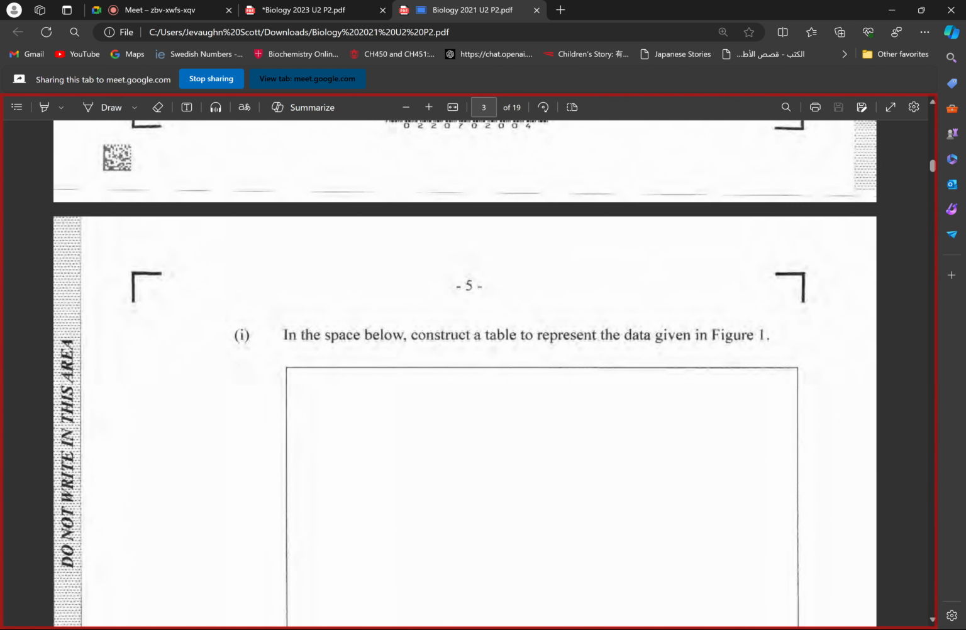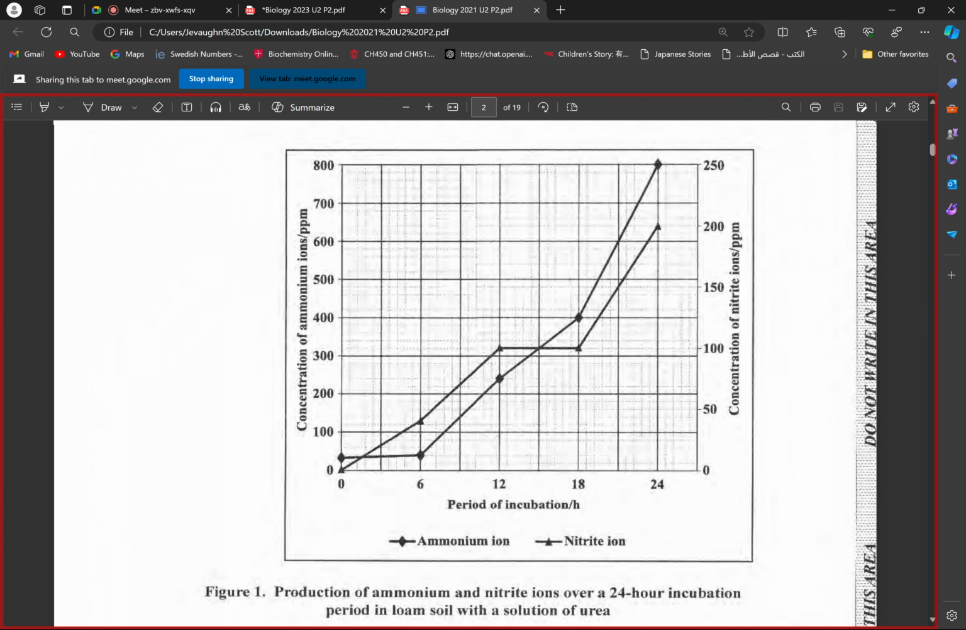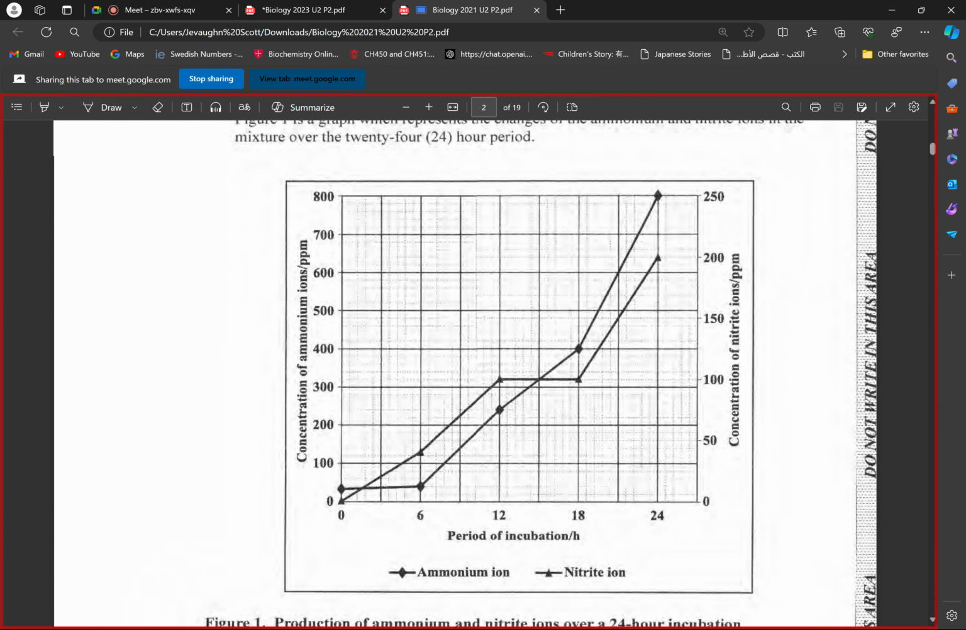Wow, we're asked to construct a table from the data. So instead of them asking us to construct a graph from the table, we're asked to now construct the table from the graph. Are you guys able to do this? Would you guys be able to do this? Yes, sir. What would be the headings in the table?